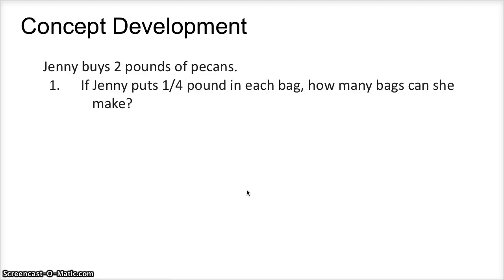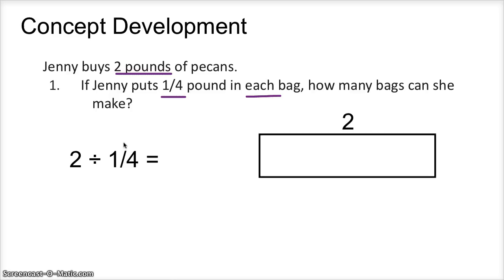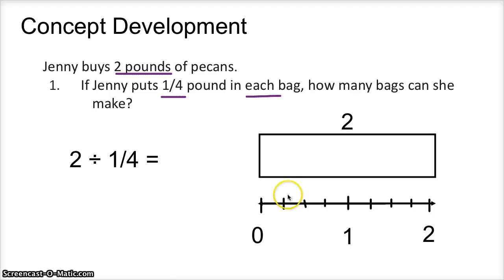Okay, if Jenny buys 2 pounds of pecans and she puts 1/4 of a pound in each bag, here's my division sentence: 2 divided by 1/4. Let's draw a picture to represent it. Here's my 2. And this time I'm splitting it into fourths. So here's my 0, 1, and 2. Now I'm going to split each one of those into fourths. There's 1/4, 2/4, 3/4, 4/4. 1 and 1/4, 1 and 2/4, 1 and 3/4, 1 and 4/4, or 2. And each of those is a bag. So there's a bag, there's a bag, there's a bag, etc.